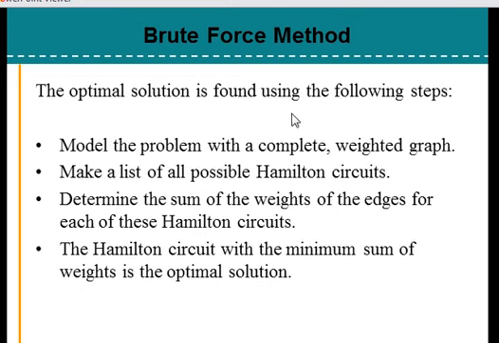The optimal solution is found using the following steps. Step number one, model the problem with a complete weighted graph. Step number two, make a list of all the possible Hamilton circuits. And you can do that similar to the way that we just finished doing all those six possibilities. Step three, determine the sum of the weights of the edges for each of these possible Hamilton circuits. And then last but not least, the Hamilton circuit with the minimum sum of weights is the optimal solution.